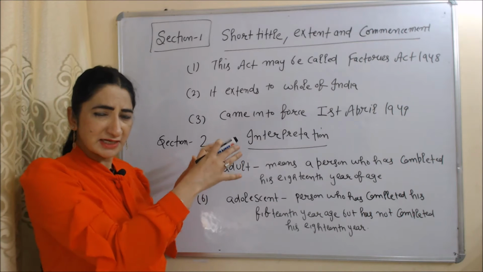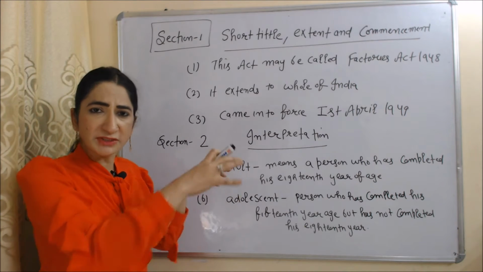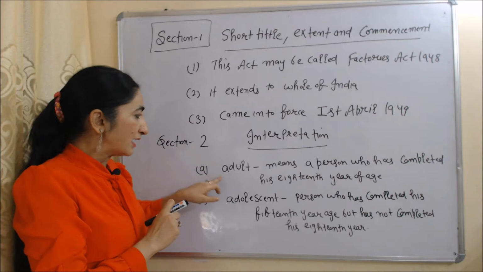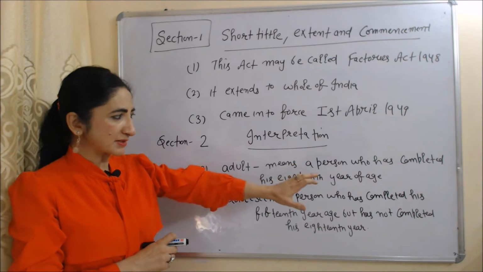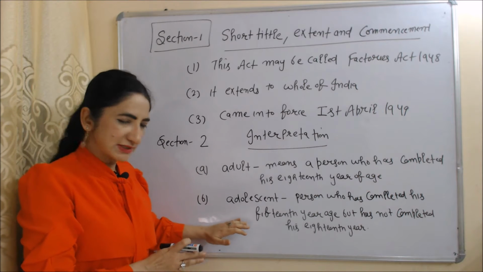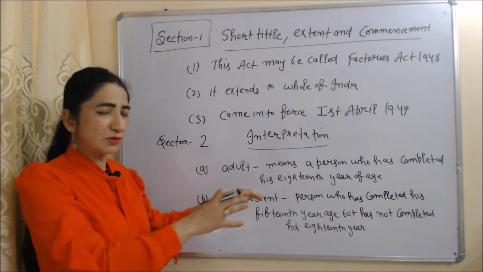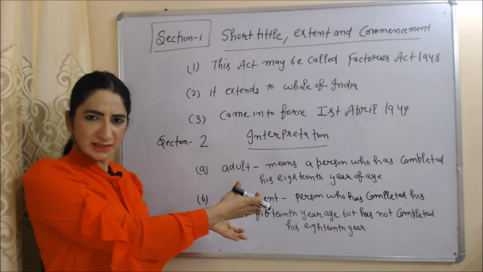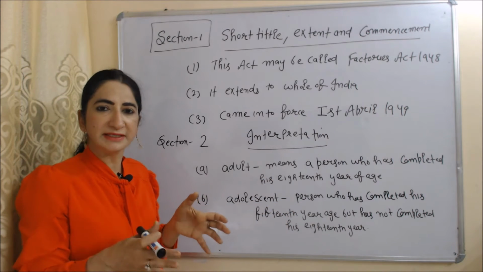Section 2 talks about interpretations. Interpretations means this section gives the meaning of some terms which are used in this act. Adult. Adult means a person who has completed his 18th year of age. Adolescent. Adolescent is a person who has completed his 15th year of age but has not completed his 18th year of age.